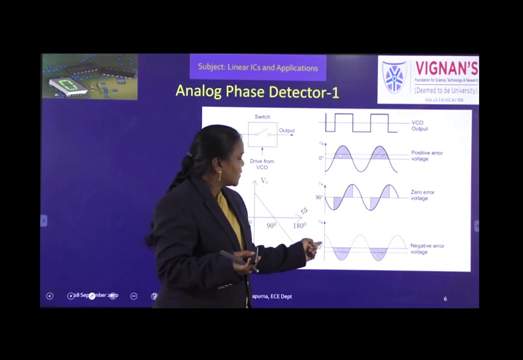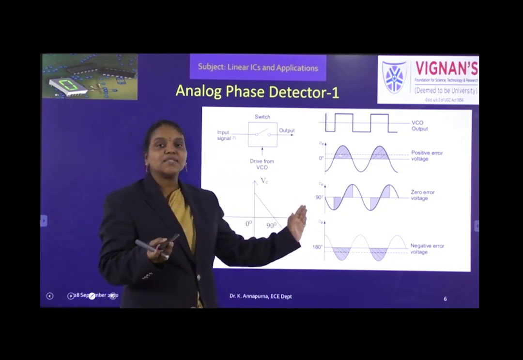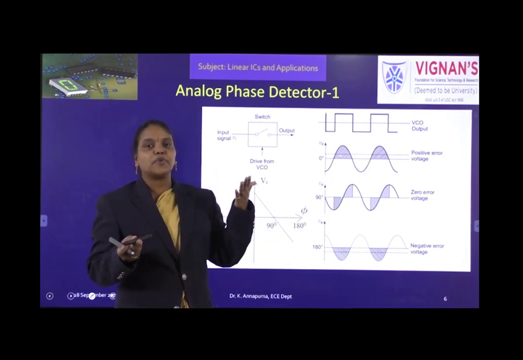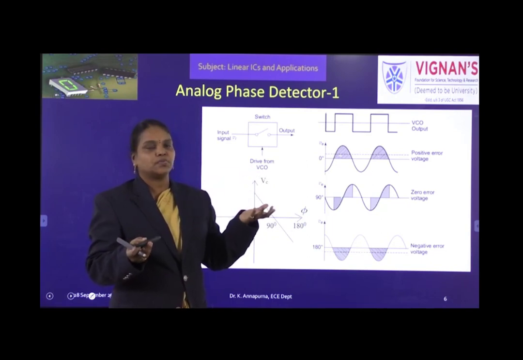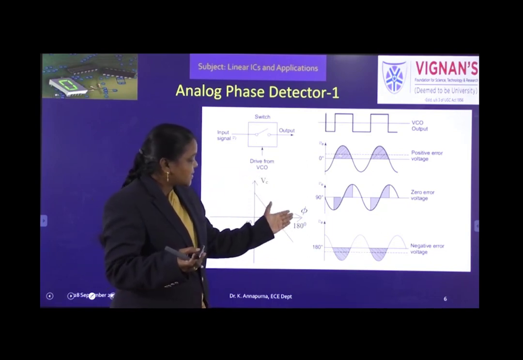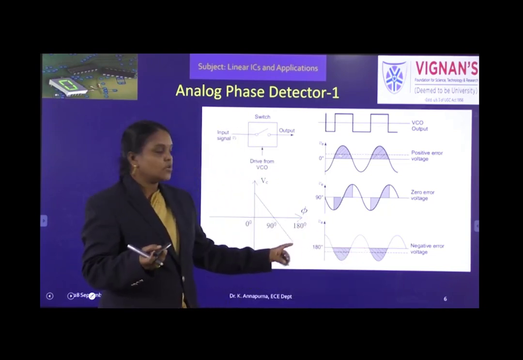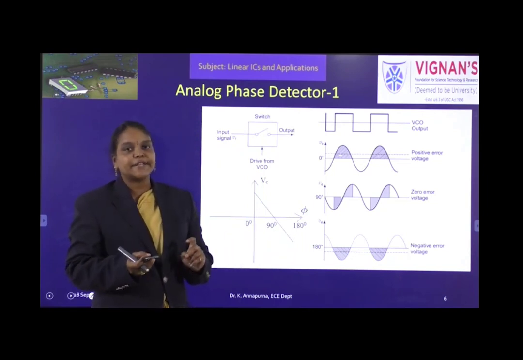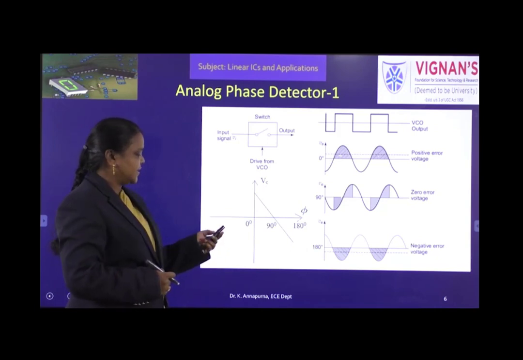And then when it is reaching 180 degrees, or after crossing 90, what happens? The negative portions will dominate compared to the positive portions, so the error voltage is negative. And exactly at 180 degrees, all are completely negative. So you will get maximum negative error voltage at 180 degrees phase shift. Okay, this is one analog phase detector.